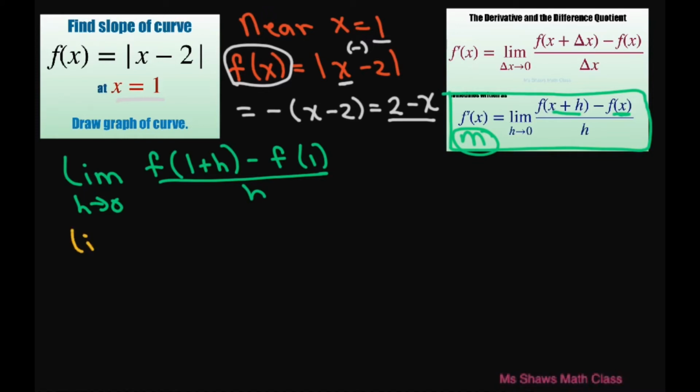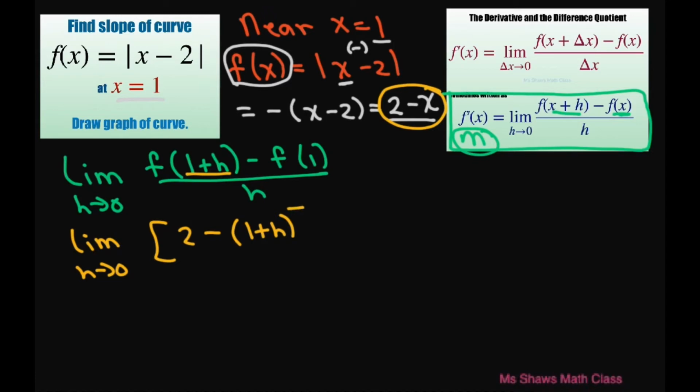So simplifying, we get the limit as h approaches 0. Now, this is your f of x, so you're going to write this as 2 minus x. So your x now is 1 plus h here. All right, and then you have minus your f of x, which is 2 minus x. But again, our x is 1. So basically, I use this formula, but instead of x, I put 1, because we already know what x is. And this is all divided by h.